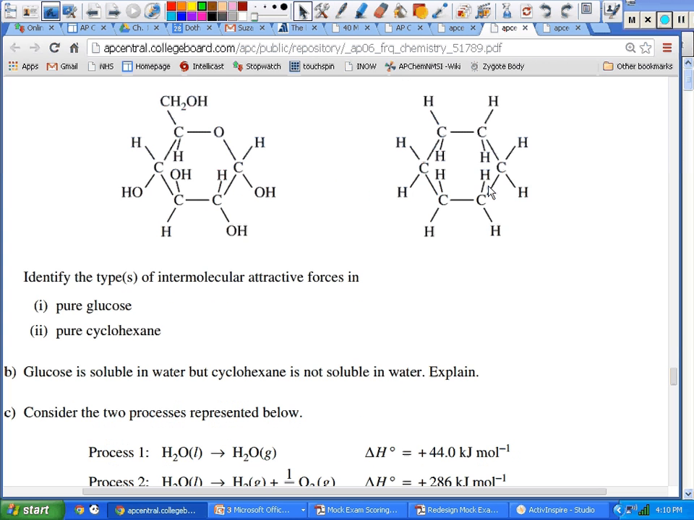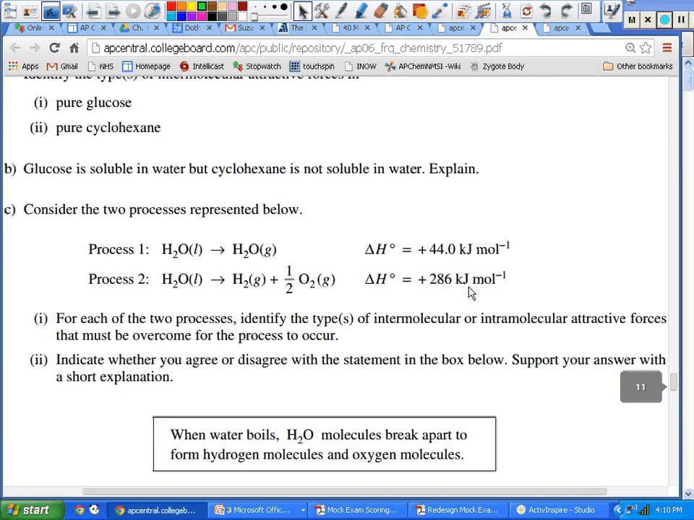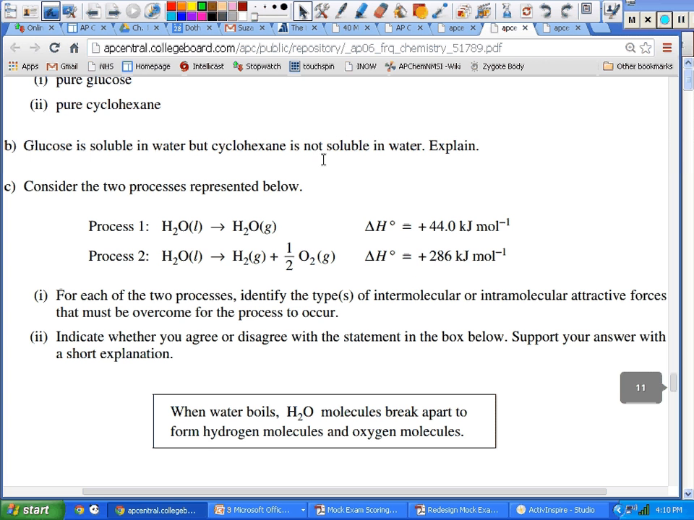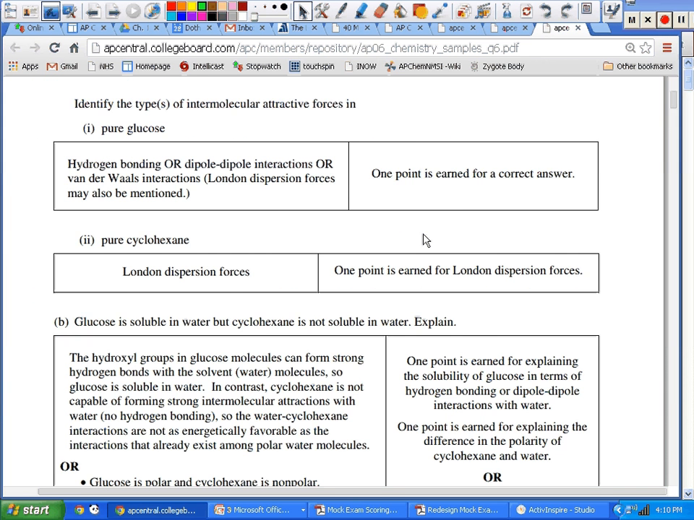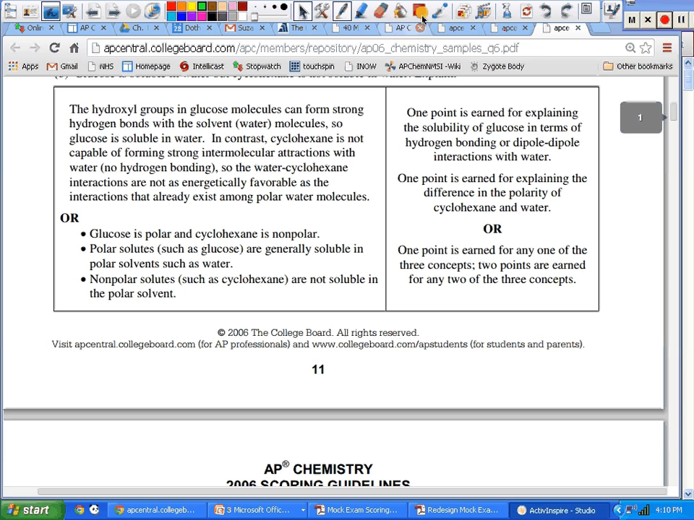All right. Glucose is soluble in water, but cyclohexane is not soluble in water. Well, that should be an easy answer. Why? Well, let's look at their long paragraph answer. Okay. The hydroxyl group. This is something you don't know what it is yet. This is an organic functional group, and all it is is a hydroxide bonded to a carbon atom. That's all it is. Again, this is organic. You wouldn't know that. You're not required to know that.